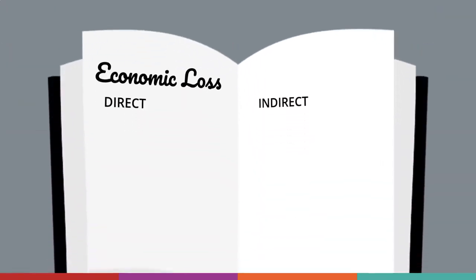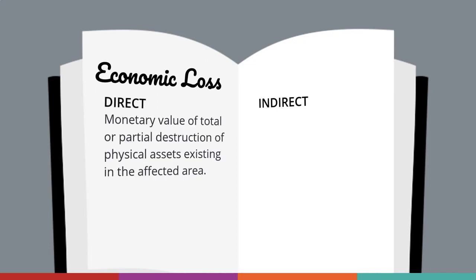It is important to make note of the distinction in terminology between direct and indirect economic losses, as only direct economic losses are used for this target. Direct economic losses are the monetary value of total or partial destruction of physical assets existing in the affected area. Direct losses usually happen during the event or right after the event and are often assessed after the event to estimate recovery cost and claim insurance payments.